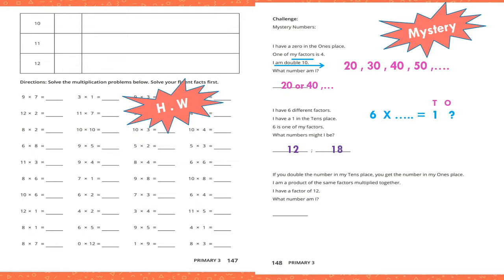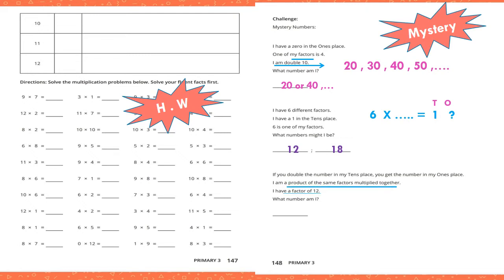The last one, if you double the number in my tens place, you get the number in my ones place. I am a product of the same factors multiplied together. Two numbers are the same and I will multiply them together, like 2 times 2, 3 times 3, 4 times 4, 5 times 5, and so on.